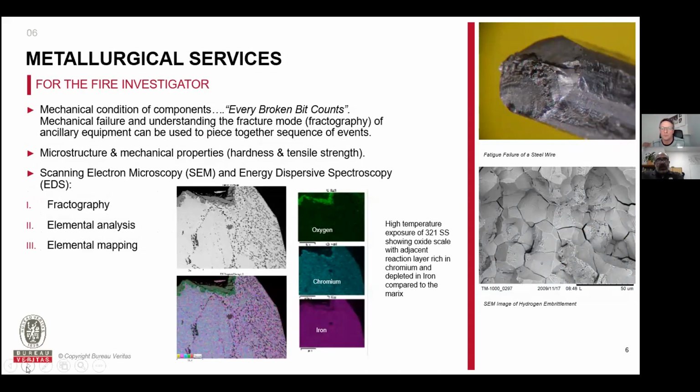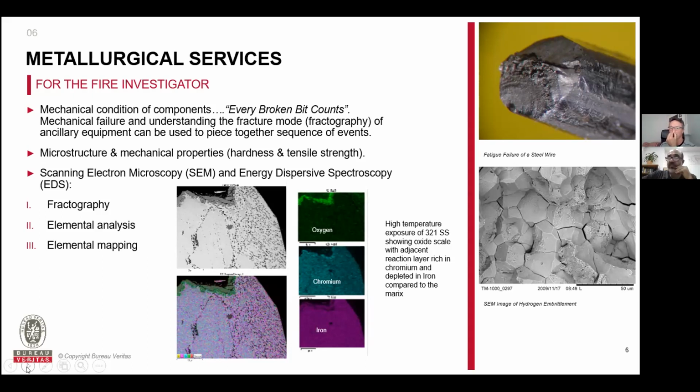So I guess for the fire investigator and the metallurgical services, in addition to looking at microstructural features and mechanical properties, there's also the mechanical condition of components. Our view, when we're doing a failure investigation, is that every broken bit counts. You'd be amazed, when you're looking at ancillary equipment adjacent to the actual failure or incident, what sort of information can be gathered to identify what's actually gone wrong.